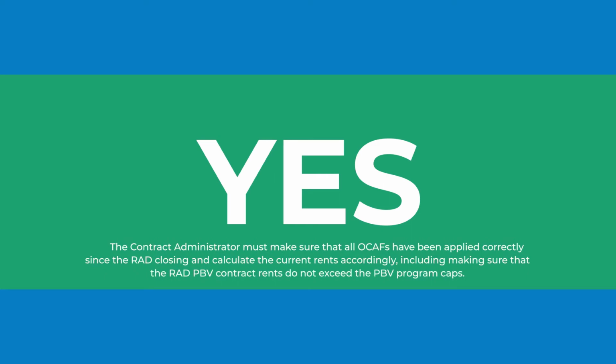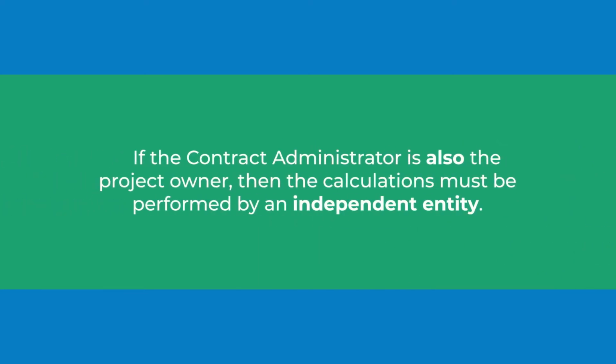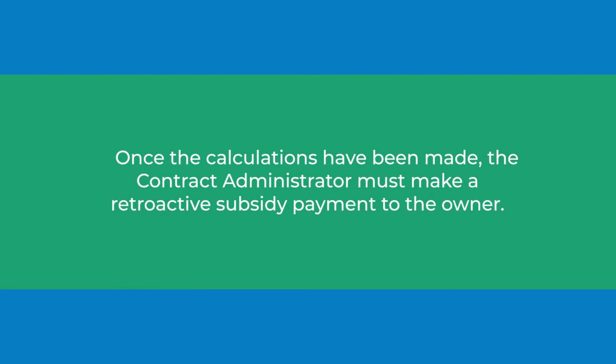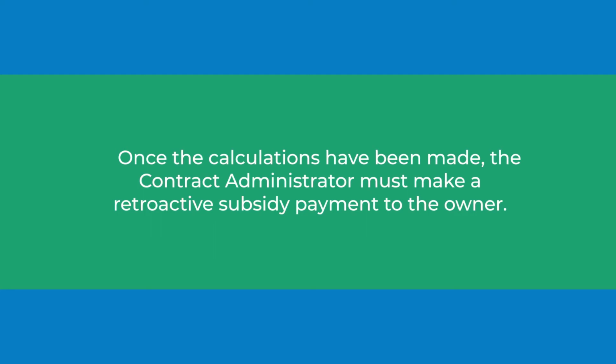The contract administrator must make sure that all OCAFs have been applied correctly since the RAD closing and calculate the current rents accordingly, including making sure that the RAD PBV contract rents do not exceed the PBV program caps. If the contract administrator is also the project owner, then the calculations must be performed by an independent entity. Once the calculations have been made, the contract administrator must make a retroactive subsidy payment to the owner.